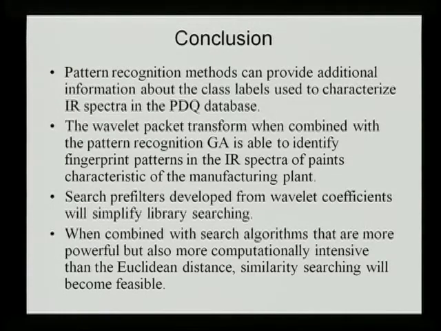Well, from this study, we can draw the following conclusions. Pattern recognition methods can provide additional information about the class label used to characterize IR spectra in the PDQ database, and the wavelet packet transform, when combined with the pattern recognition GA, is able to give us the information that we seek. And search pre-filters developed from wavelet coefficients can simplify library searching. And when these search pre-filters are combined with searching algorithms that are more powerful, but also more computationally intensive than Euclidean distance, our goal then will be similarity searching. The spectrum is similar, but not identical to the one in the database. That capability currently does not exist, and our goal is to develop that capability.